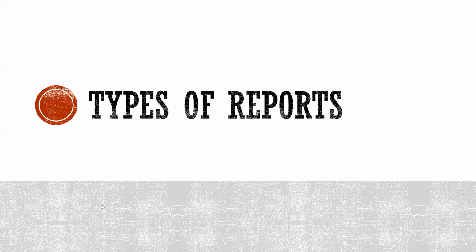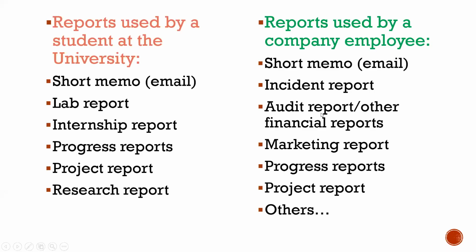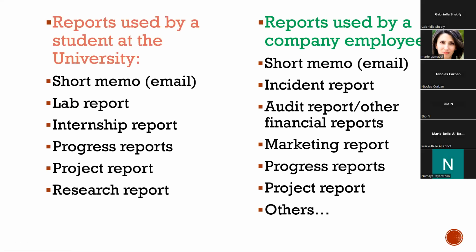So to begin with, the types of reports. At the university, you are going to use the short memo, what we call today the email. This is to remind people of small things. You have the lab report, the internship report, progress reports, the project report, and the research report. We're going to talk later on about them in detail.